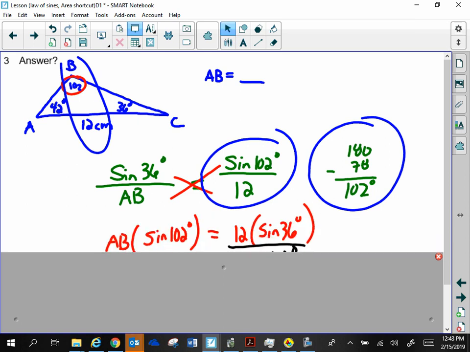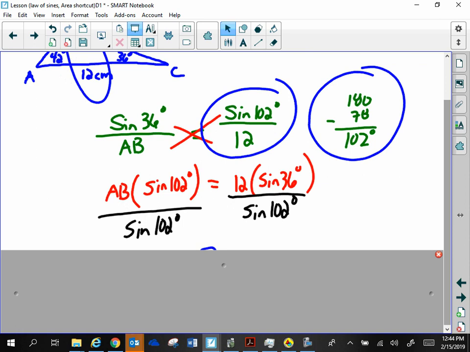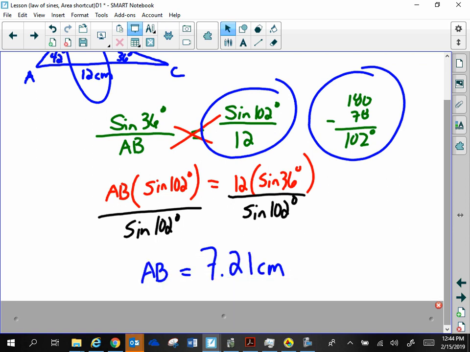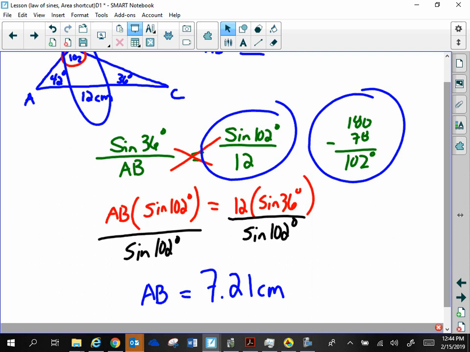I then do my cross product method right there, multiplying sine of 102 times AB, taking the 36 times 12, and I'm going to divide by sine of 102. A lot of times I do the decimals in there, but don't round if you do. Just for time purposes, I plug that all into my calculator, and I always round to the hundredths place. Don't round anything before that. And I got 7 and 21/100ths.